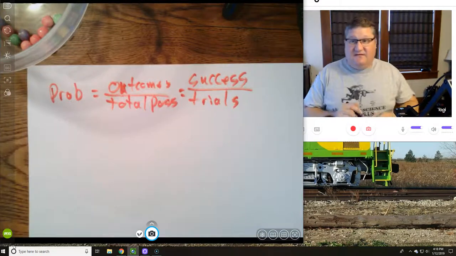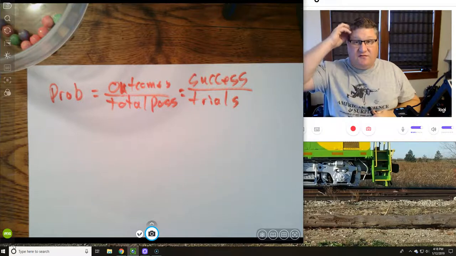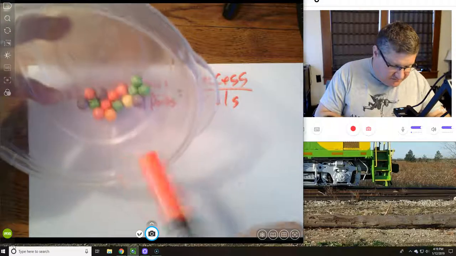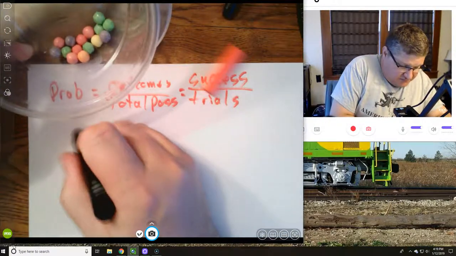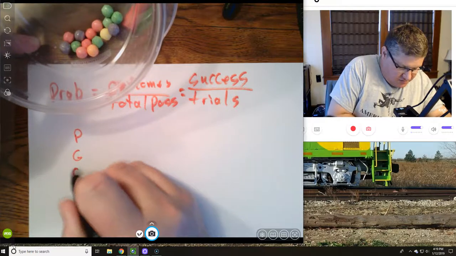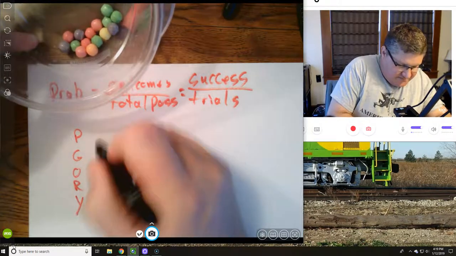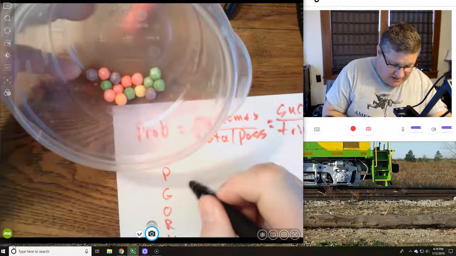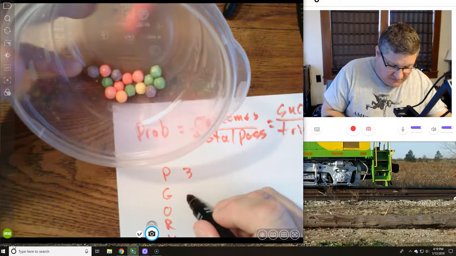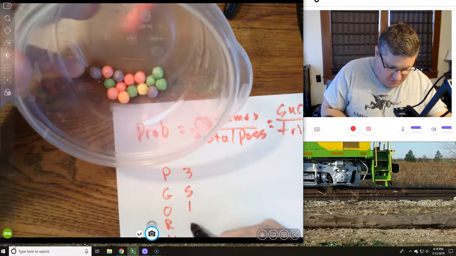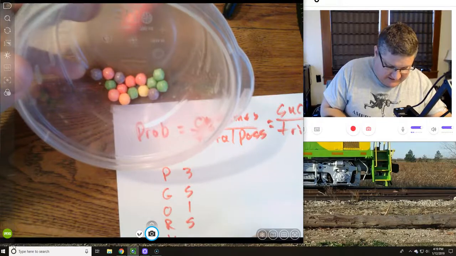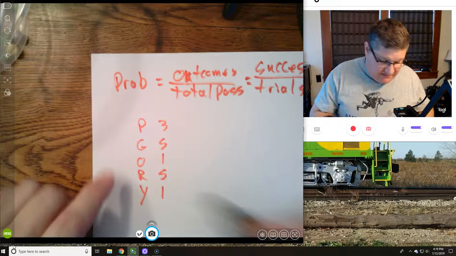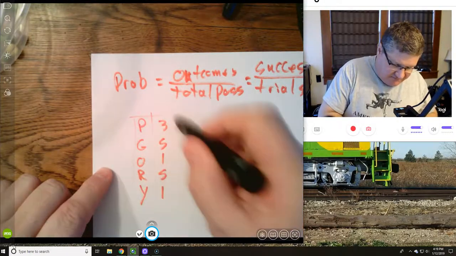Now, successes are the things that you're looking for. Trials, of course, are all the results that you get. So let's make a new chart for this. We have purple, green, orange, red, yellow. If I look in here, I have actually 3 purple, 5 green, 1 orange, 5 red, and 1 yellow. Now, I didn't necessarily pick those. That's just what happened when I poured them out of the box.